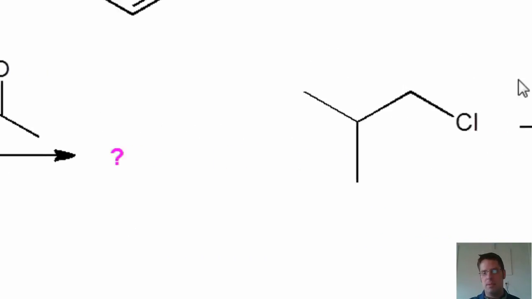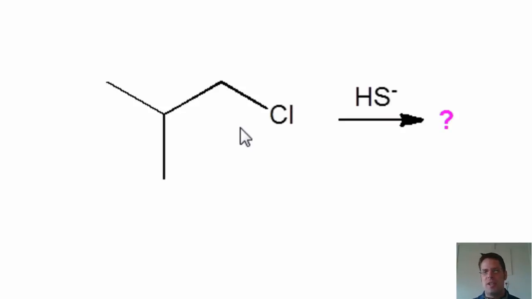Here's another example. I can ask my first question, is my chlorine stuck to a primary, secondary, or tertiary carbon? The answer is primary, which will, of course, go SN2. My investigation is essentially done. Nevertheless, we could still ask our question 2 just for the sake of thoroughness. Is my nucleophile/base strong or weak? Of course, I've got a localized negative charge on a sulfur.